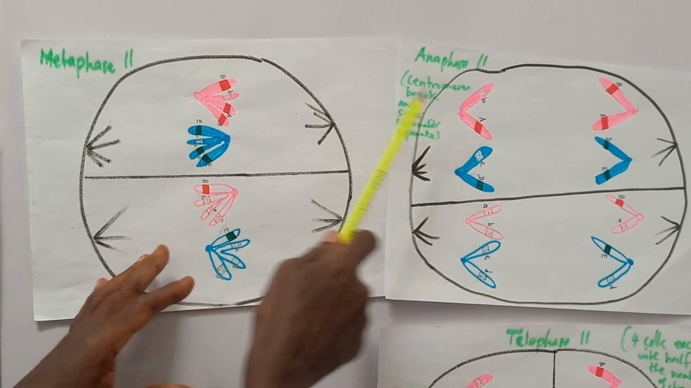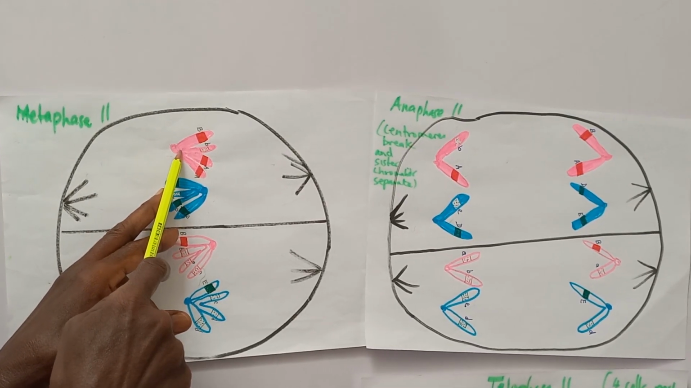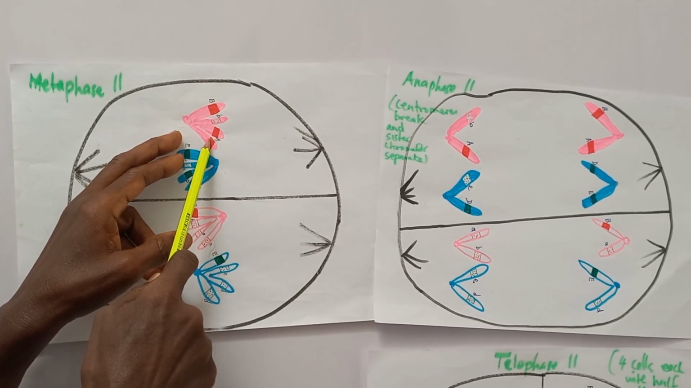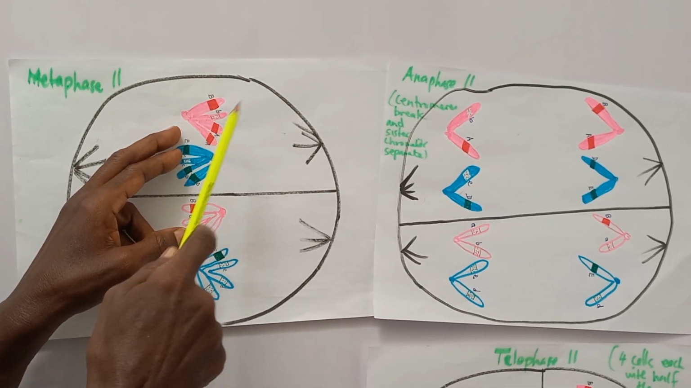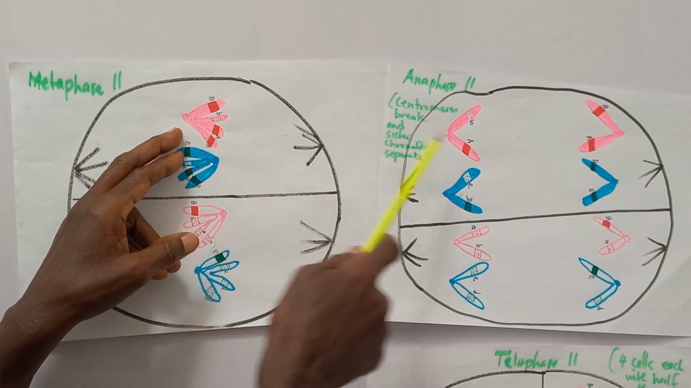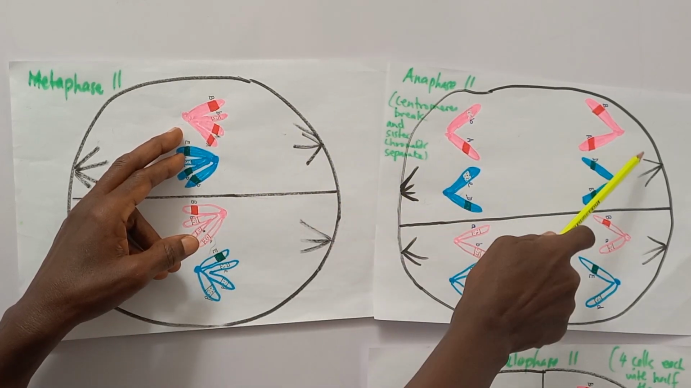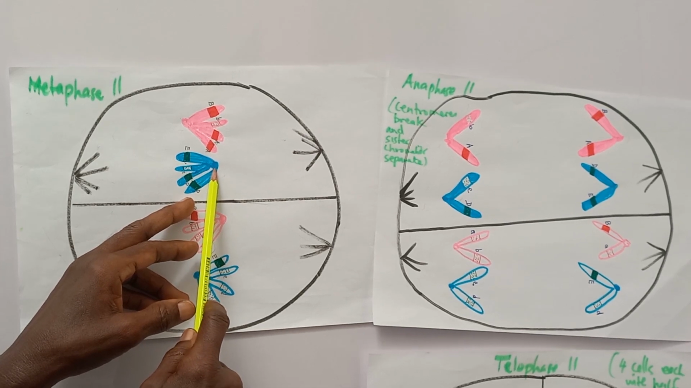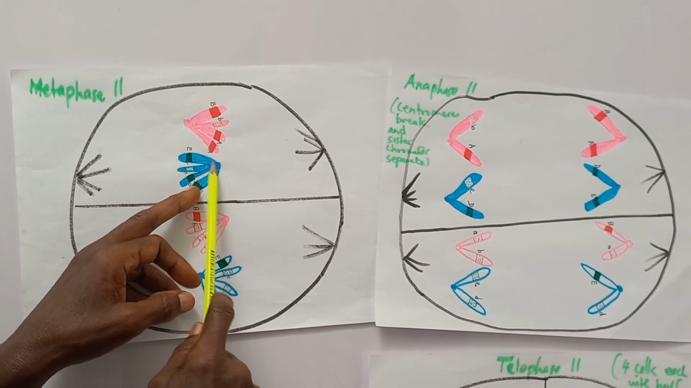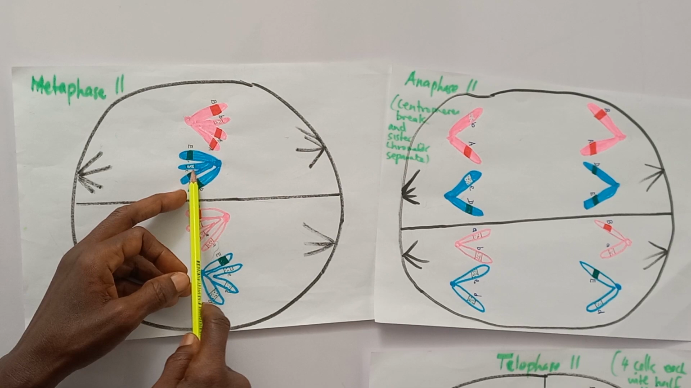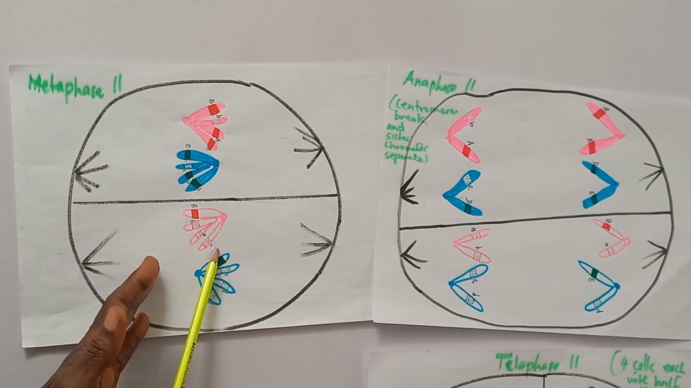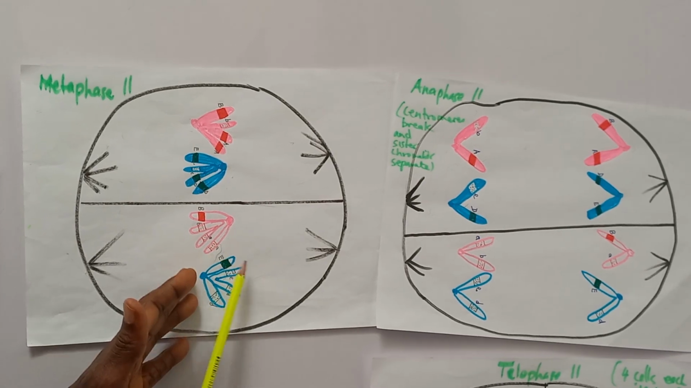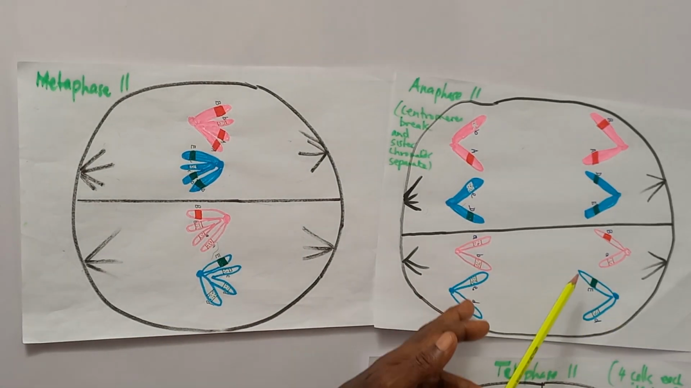At anaphase 2, the centromere holding the sister chromatids breaks, and sister chromatids separate. So this chromatid and this chromatid are going to separate. One chromatid is at this pole, the other chromatid goes to the other pole. That's anaphase 2. The same thing happens in this chromosome. One centromere breaks, one chromatid goes to that pole, another chromatid goes to this pole. The same thing is happening in this cell. The centromere breaks and sister chromatids separate into different poles.